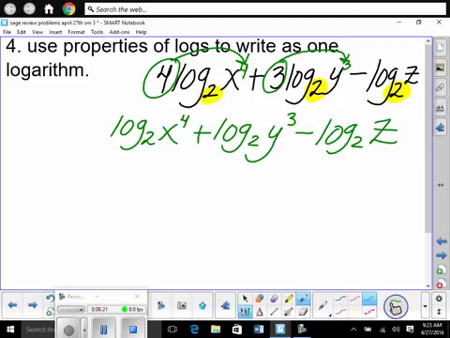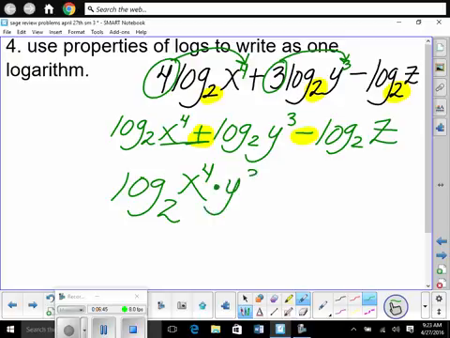So we have an addition sign right here. That means we're going to squish this back together with one log to the base 2. Right here we're going to have multiplication, and right here we're going to have division, right? Is everybody kind of remembering now? So we have log to the base 2 of x to the 4th. That's our base. And because of the addition sign, it's multiplication. So times y to the 3rd. Does everybody understand why it's times y to the 3rd? And then because of subtraction, we're going to be dividing by z. So dividing by z. We've rewritten this as one logarithm.